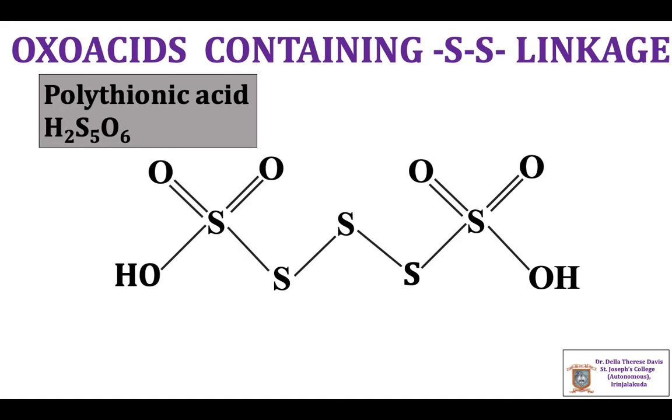Several polythionic acids are also known. An example is H2S5O6. The structure of H2S5O6 is represented here. Polythionic acids are not so stable. They decompose into sulfur, SO2, SO4 2-, etc. But the anions of polythionic acids are found to be more stable than the acids.